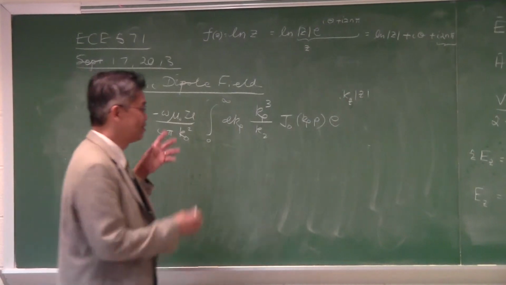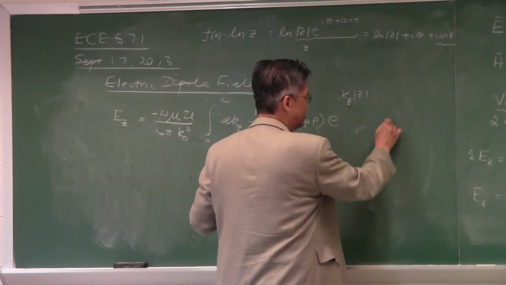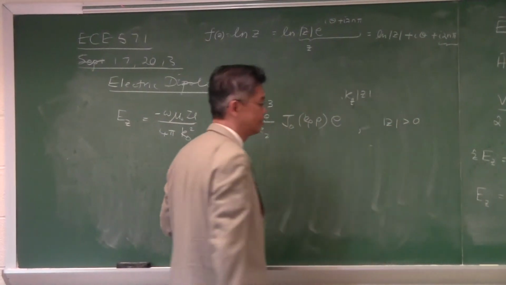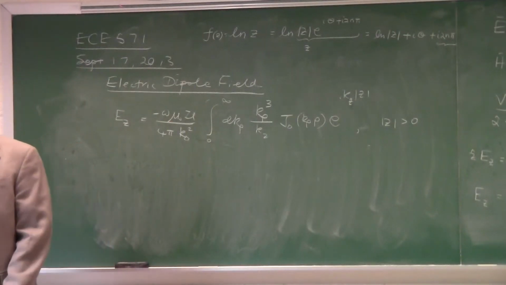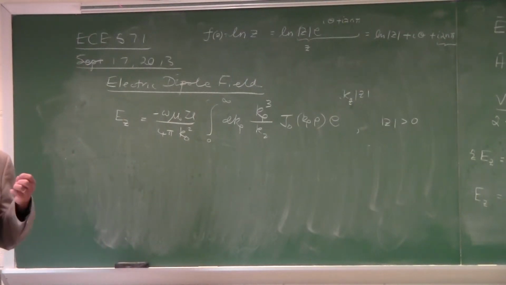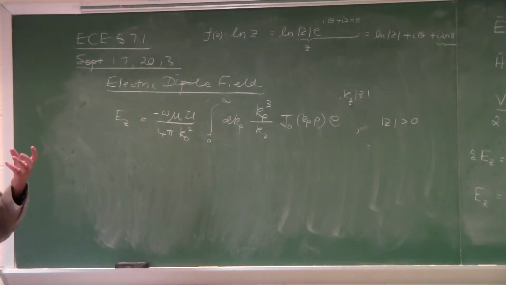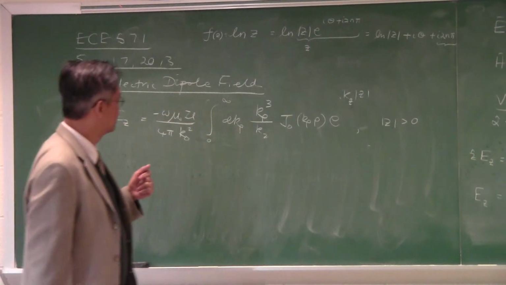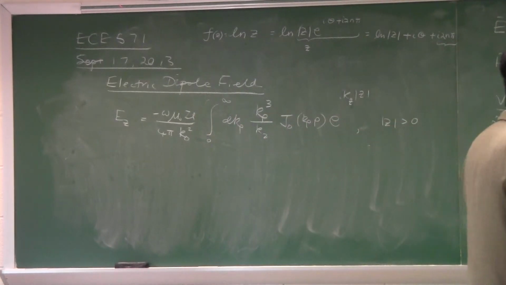But I have to add a condition that this statement is only true if I'm not at the z equals 0 point. At the z equals 0 point, I have to carry this direct delta function around. But let's not quibble over that direct delta function. We know it's somewhere around, but not worrying about it. So this is the dipole field, expanded in terms of plane waves now.